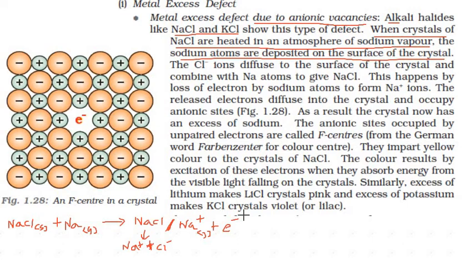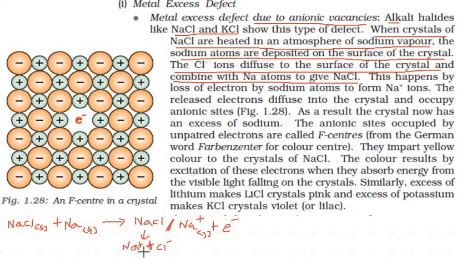Okay, you know the definition of ionization. What is ionization? Ionization enthalpy is the energy required to remove 1 mole of electrons, in the gaseous state, the minimum amount of energy required to remove 1 electron. So here actually when we heat these in the sodium vapor, these things happen, and Na plus in the gaseous form is formed. Now since you have the Cl minus ion, this diffuses to the surface of the crystal and combines with Na atoms to give NaCl.